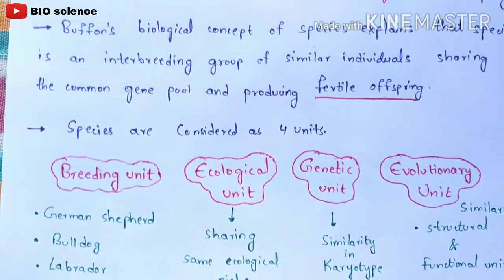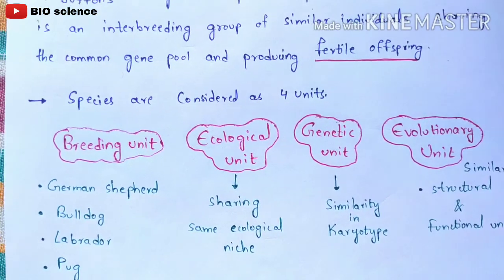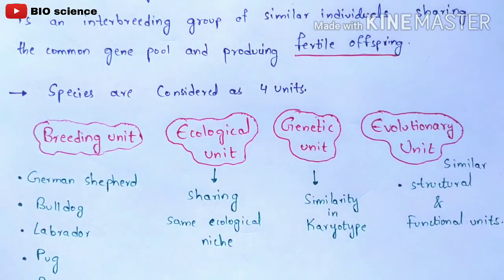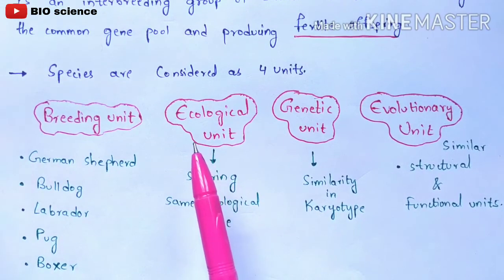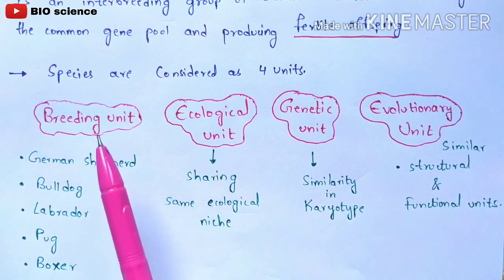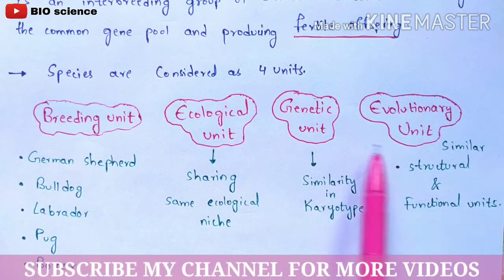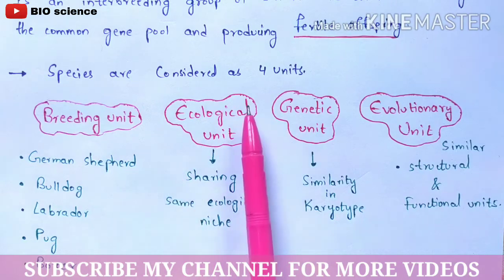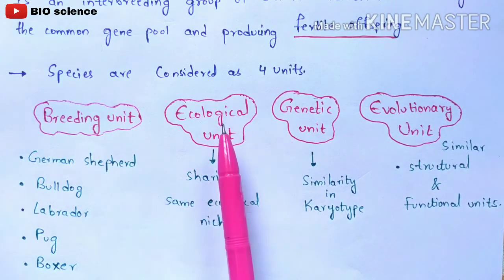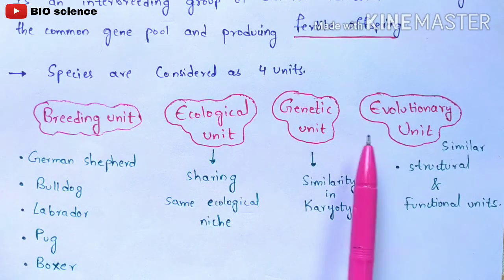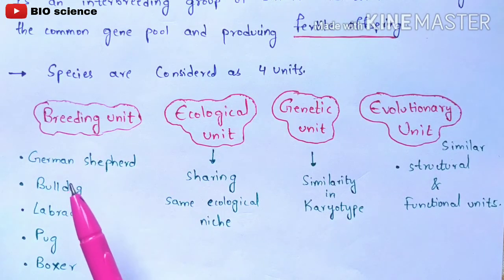And this is one of the most important points which people have to remember. Species is considered as 4 units. So what are those 4 units? Breeding unit, ecological unit, genetic unit, as well as evolutionary unit. This is one of the most important points which you have to remember. Species is considered as 4 units: breeding, ecological, genetic, and evolutionary units. So breeding unit, actually what is the breeding unit?